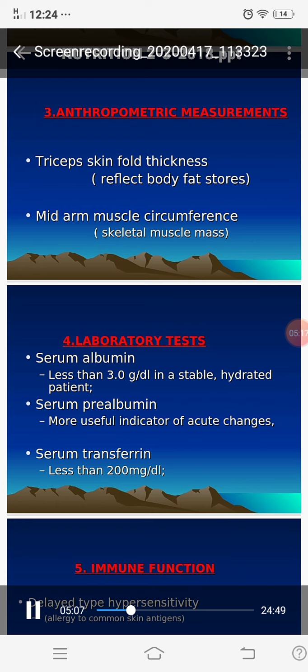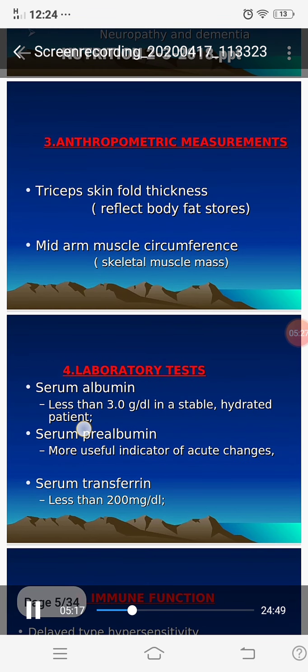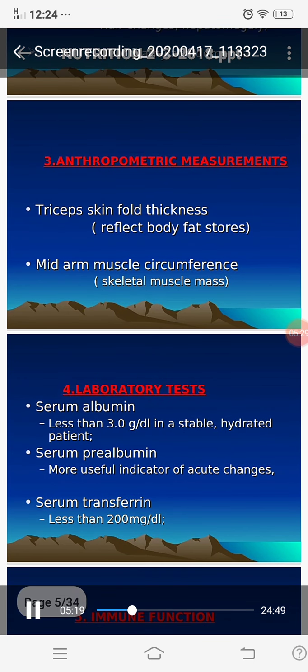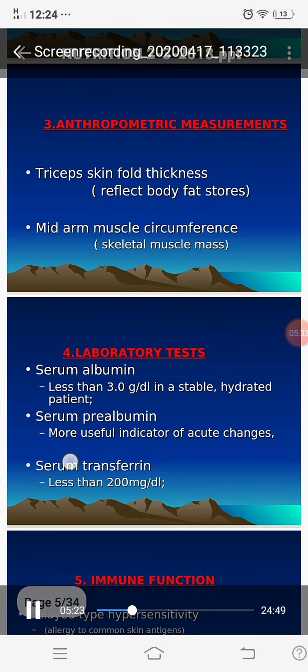Then look at the mid-arm circumference and muscle circumference. It will give you a clue regarding the skeletal muscle mass. Then the fourth one is the laboratory tests. Check the serum albumin, pre-albumin and transferrin levels.